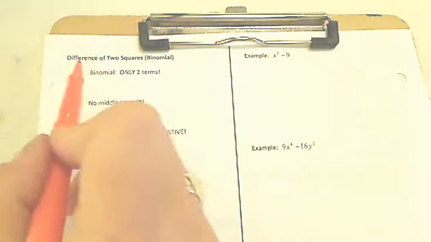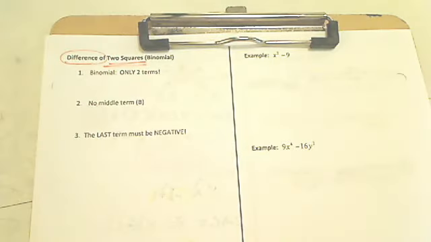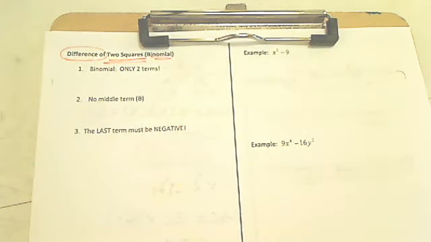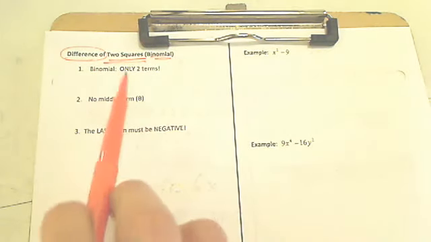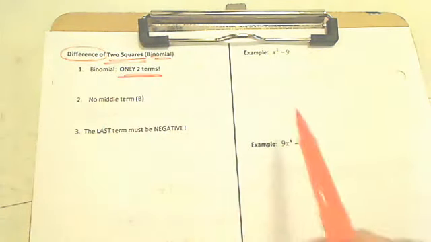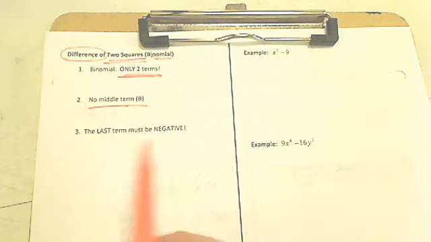The difference of 2 squares. Binomial: 2 terms, both perfect, and you have a minus sign. Difference is a minus sign. You can only have a minus sign. If you have a plus sign, wrong. 2 terms only. That's it. No B. The last term is negative.